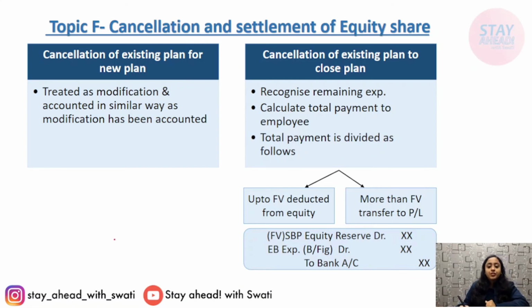Cancellation and settlement of equity shares. Cancellation of an existing plan for a new plan: in this case, it is accounted in a similar way. Whereas cancellation of an existing plan without a replacement plan: if it is removed, the plan is cancelled, then recognize the remaining expense immediately. Calculate total expense to the employee. Total payment is divided into two. Up to fair value, it is deducted from equity and the amount above fair value is transferred to P&L.